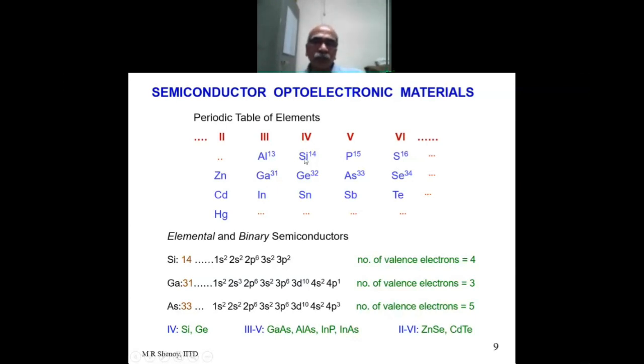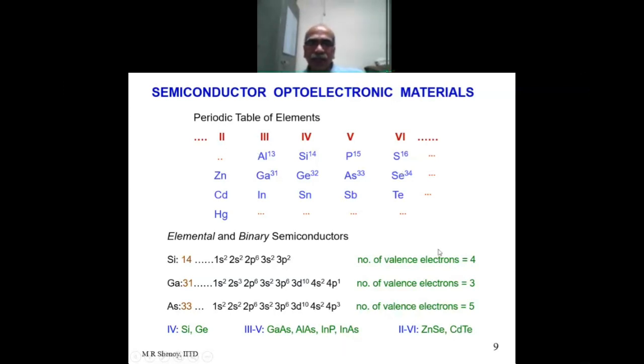As you know, the Group 4 elements, silicon and germanium, are widely used semiconductors. And from Group 3 and Group 5, one element from each, such as gallium arsenide, aluminum arsenide, indium phosphide, indium arsenide. These are very important materials for optoelectronics. And you can also have Group 2 and 6.